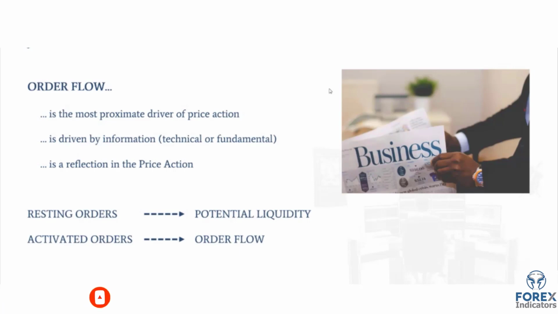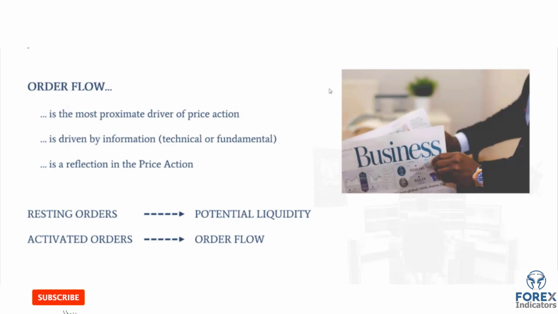Now, there's two types of orders in the market. There's resting orders, which are orders that say, hey, I want to buy or sell at a future price. Those are considered potential liquidity. But until those orders get activated, they do not have an overall impact in the market. Once an order gets activated, then it becomes part of actualized order flow and thus has an impact on the market. So right now, Euro US dollar is trading at about 113.47 as of the time of this recording.